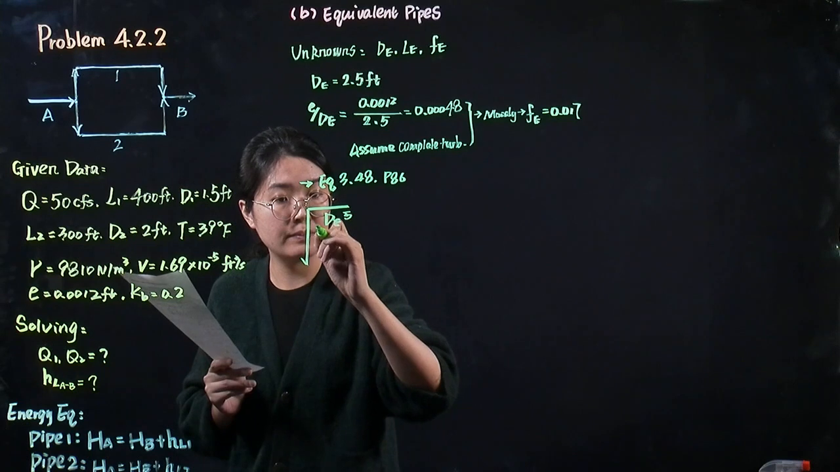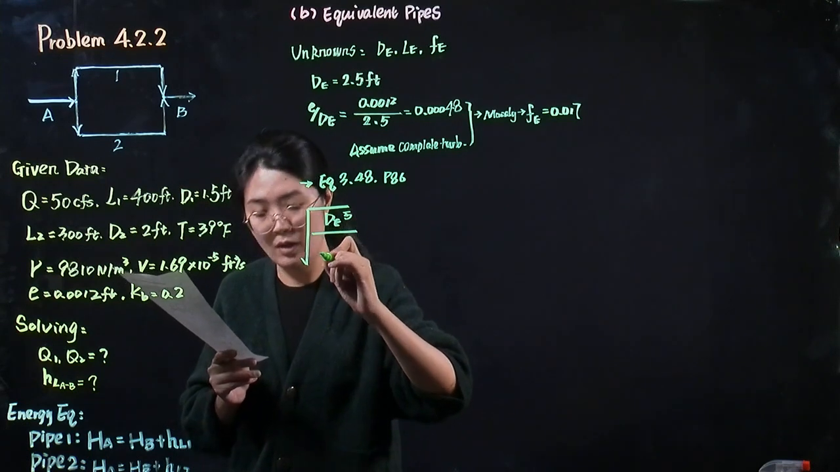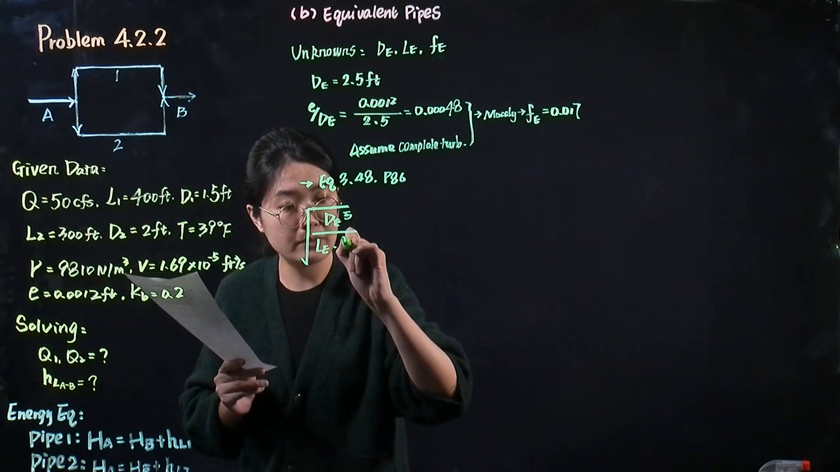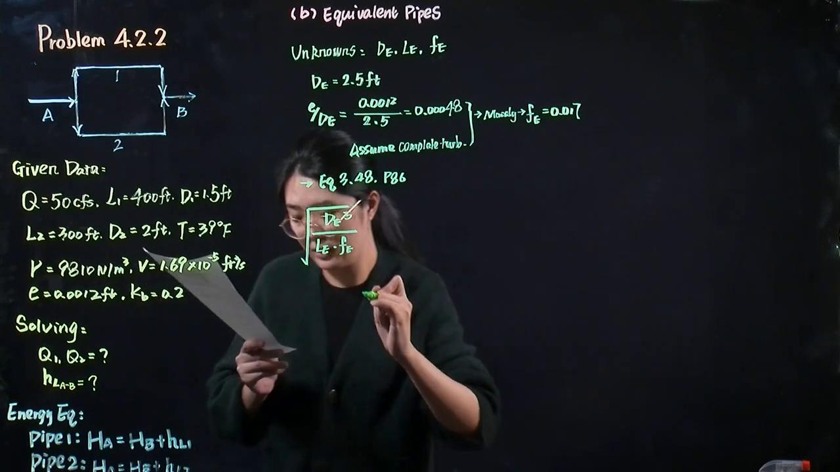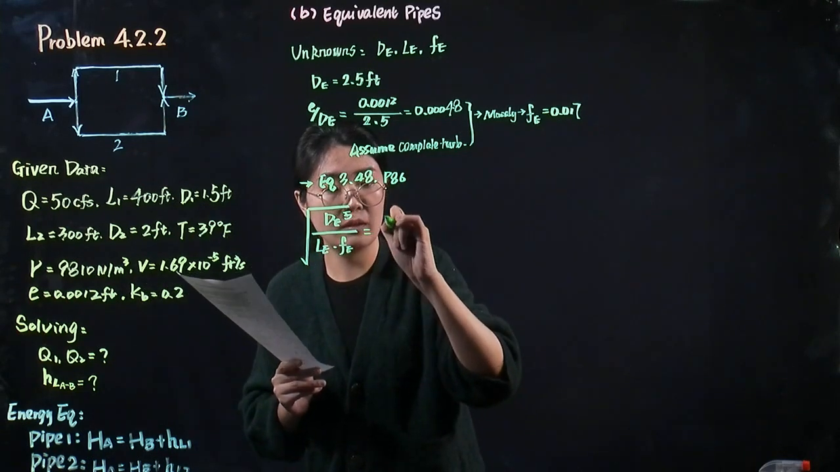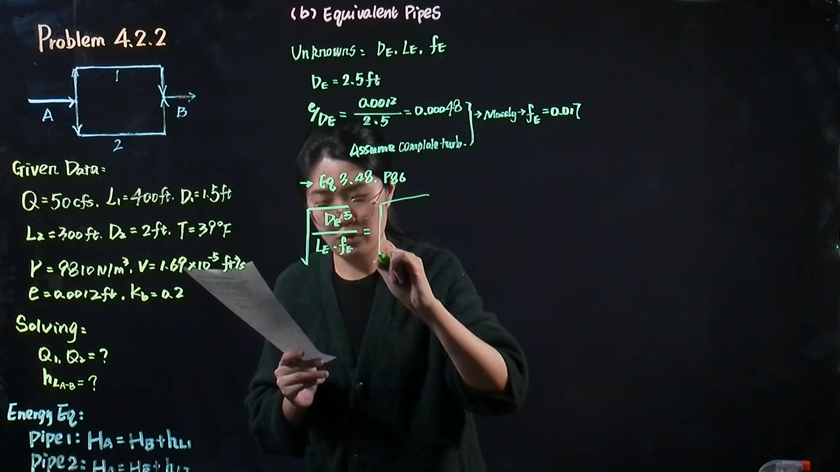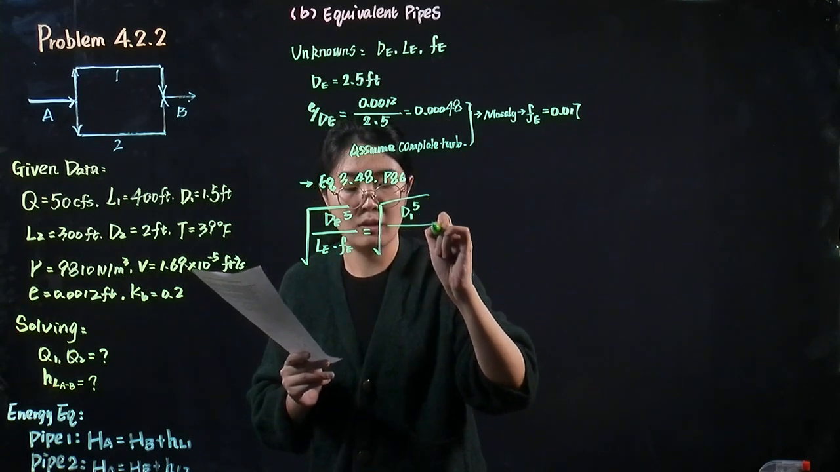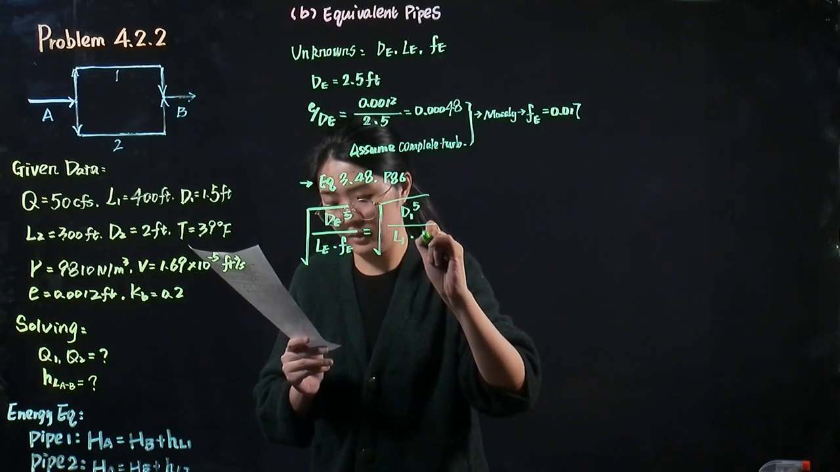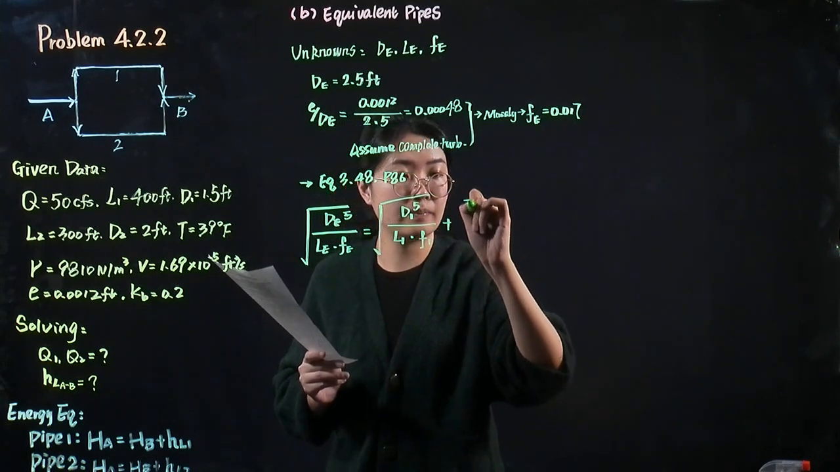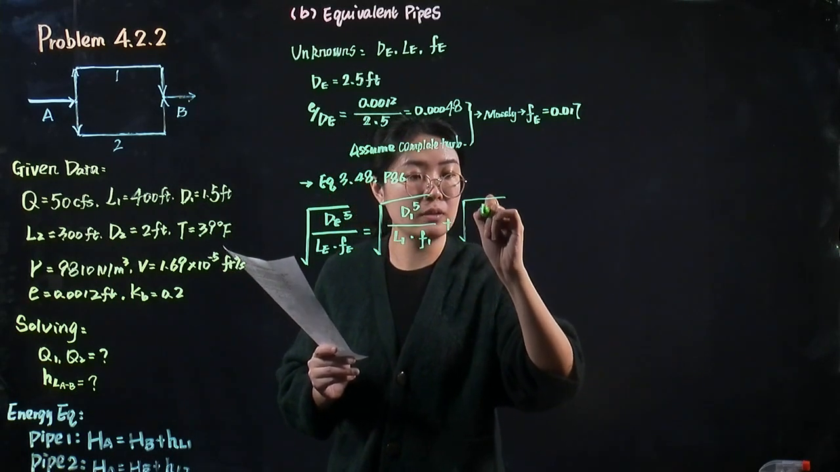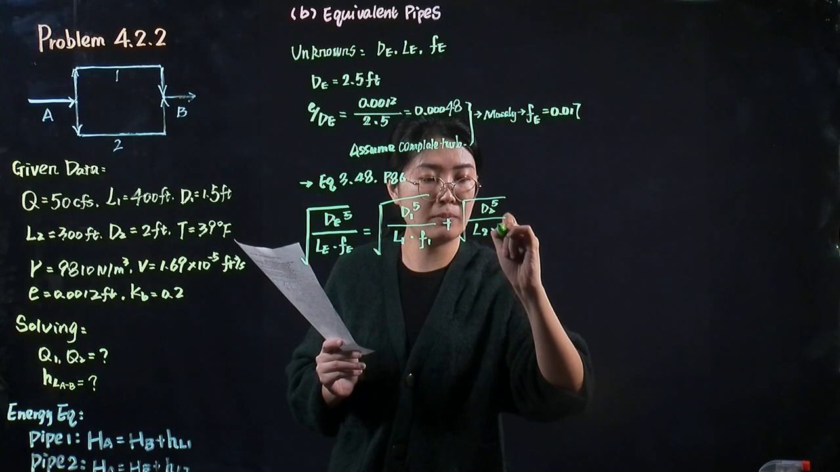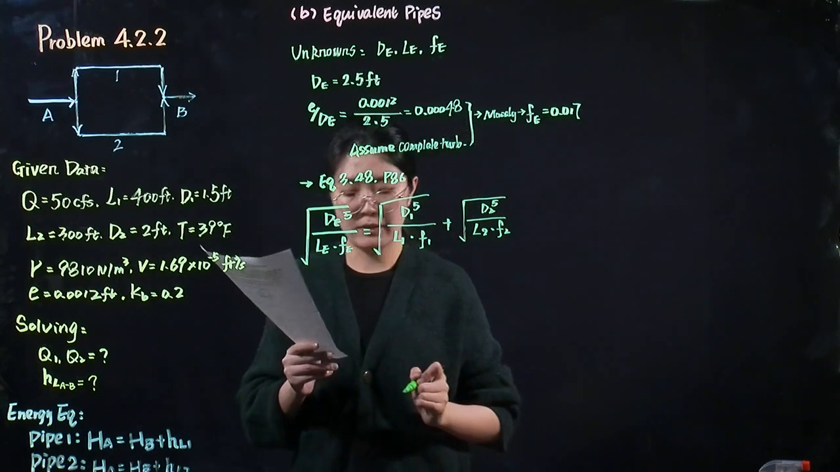Power of 5 over the equivalent length times the equivalent friction factor equals d1 to the power of 5 over L1 times F1 plus d2 to the power of 5 over L2 times friction factor 2.